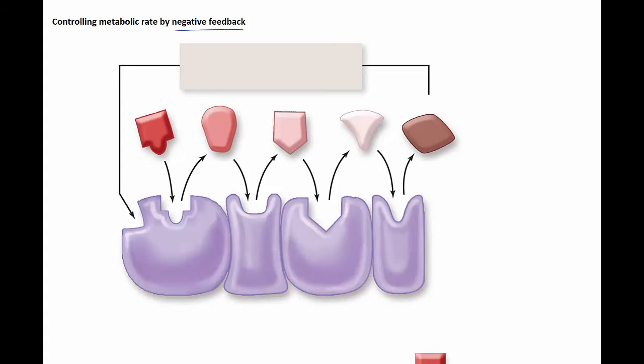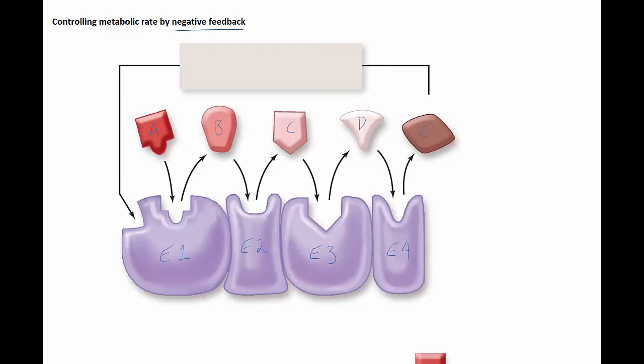So this is an example of a metabolic pathway where you have substrate A, which is catalyzed by enzyme 1 into substrate B. Enzyme 2 then catalyzes substrate B into substrate C. Enzyme 3 catalyzes substrate C into substrate D, and enzyme 4 catalyzes substrate D into product E. Now, in an uncontrolled situation, this particular metabolic pathway is just going to keep producing product E constantly.